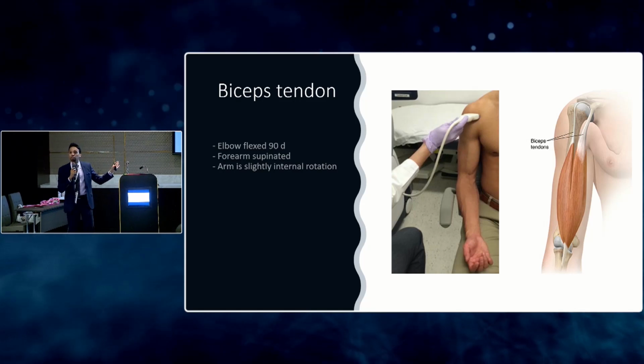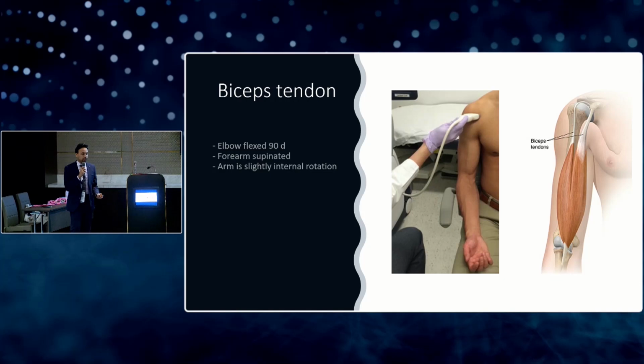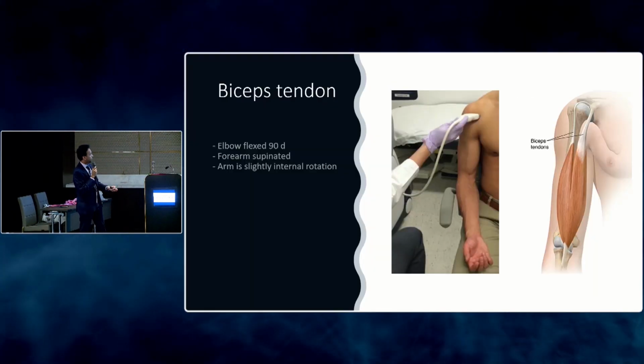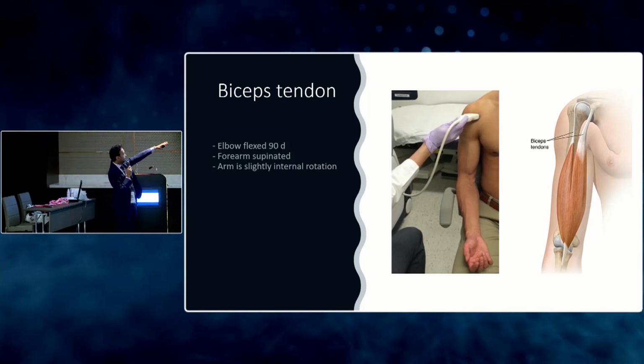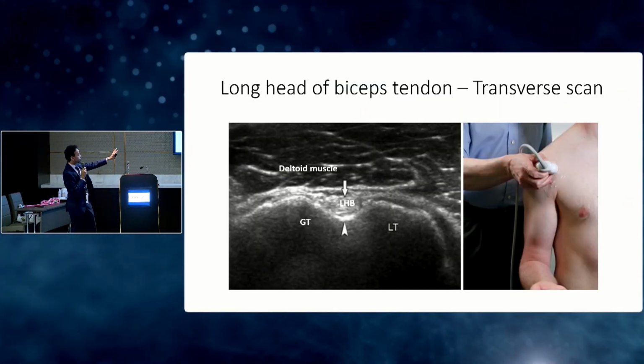So this is the neutral position for the patient. We ask all the patients to sit, with 90-degree flexion of the elbow and slight internal rotation. So we're going to scan firstly the anterior part of the biceps tendon. So this is what we are looking at.